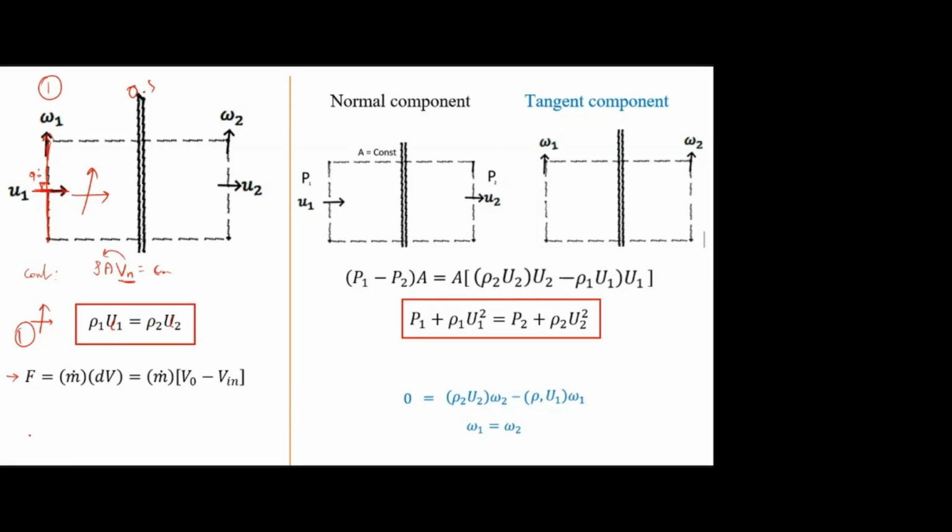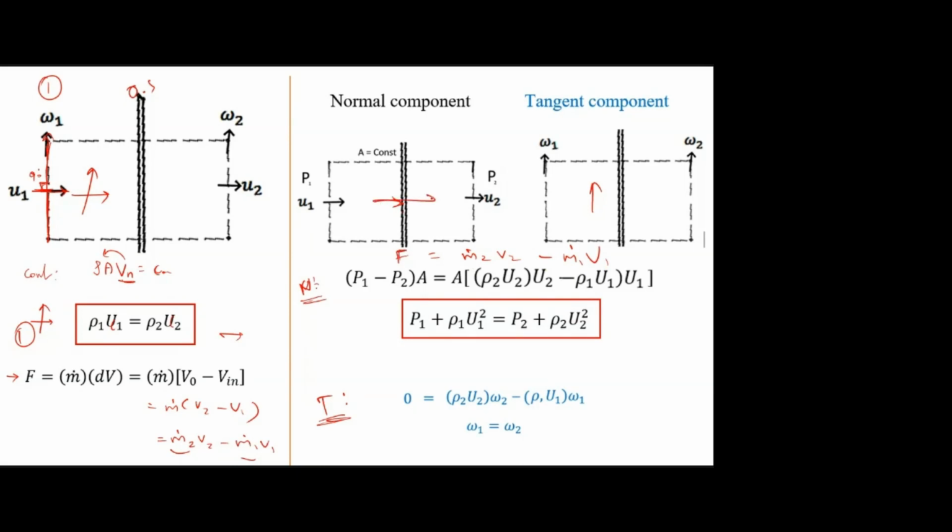Next one is the momentum equation. We are starting from Newton's second law: F is equal to ma, or m dot dV, or m dot times V2 minus V1, or m dot 2 V2 minus m dot 1 V1. We found m dot from the continuity. Then we have to find V2 and V1. Here we have both the normal direction and the tangential direction, so we are going to write the momentum equation separately for the normal component and the tangential component.